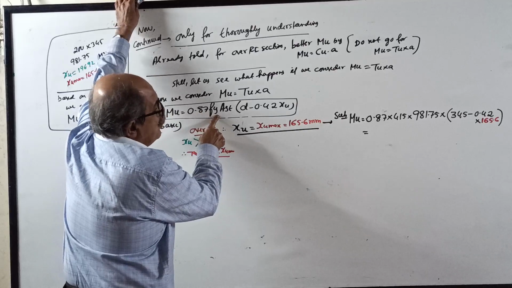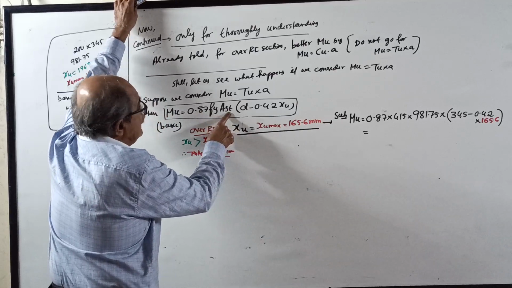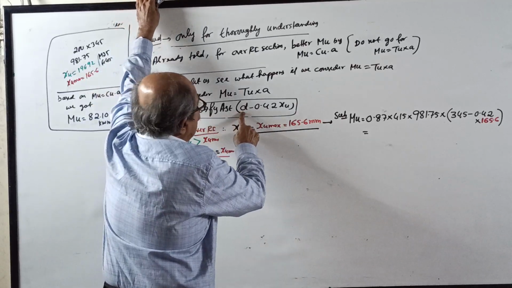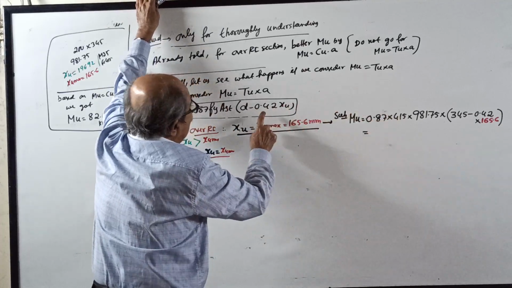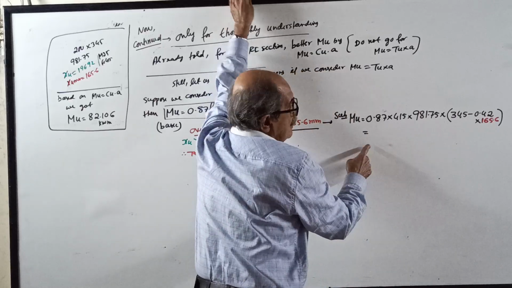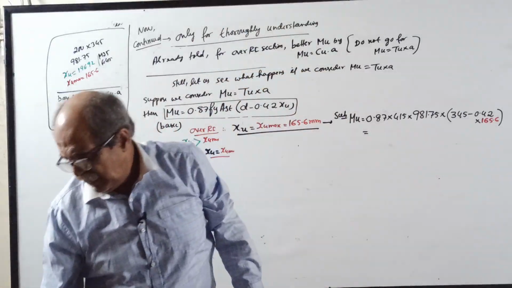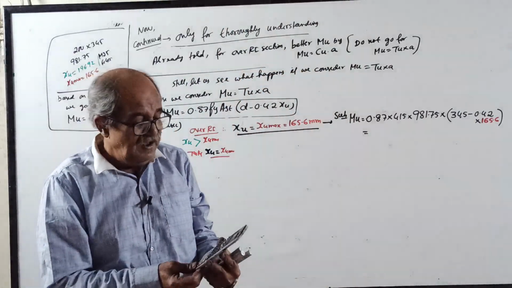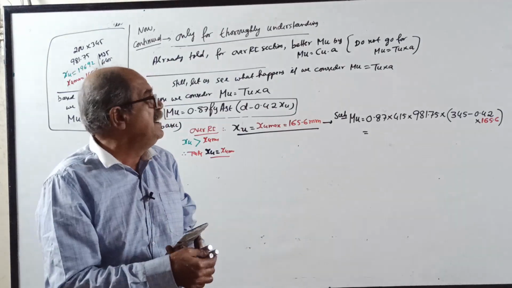0.87, Fy is 415, Ast 981.75, d 345. There is no space there. 0.42 into 165.6. Okay, I will take my calculator and see. One minute now.